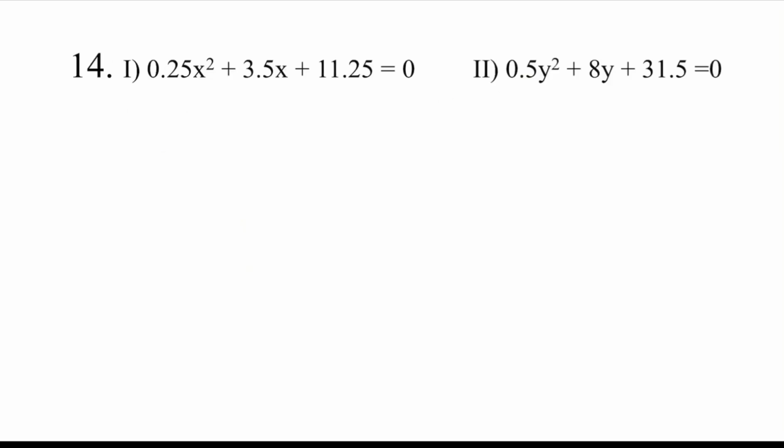Next one, 0.25 x square plus 3.5x plus 11.25 is equal to 0. When there is a decimal, you have to make the decimal a whole number. How can you make this a whole number? When you multiply 0.25 by 4, you will get 1, and 1 is a whole number, isn't it? So multiply this whole equation by 4, just to remove the decimal point. 0.25 into 4 will give us 1.